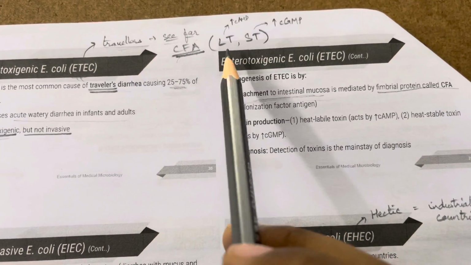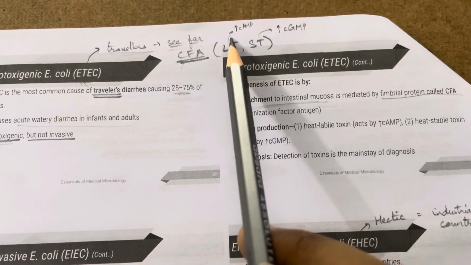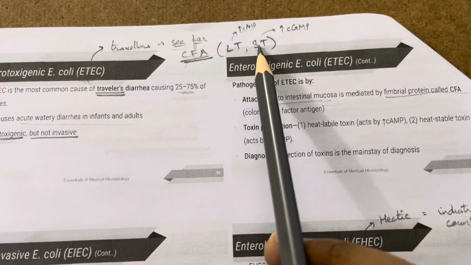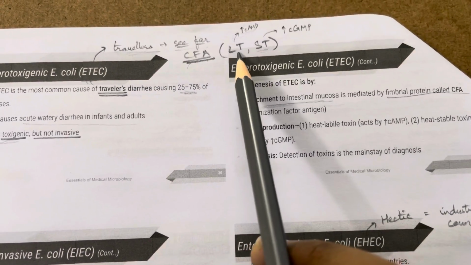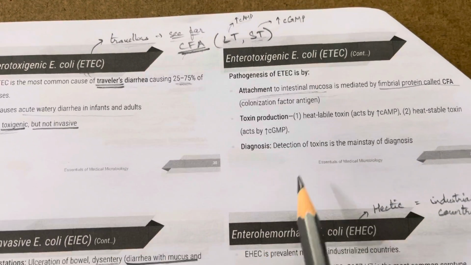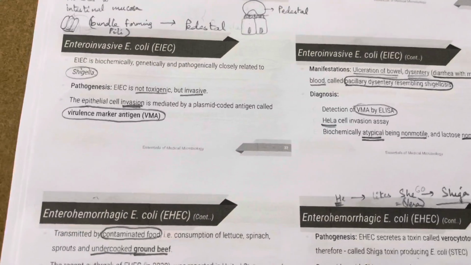Okay, so toxin production, you have labile toxin and stable toxin. Labile toxin acts by increasing cyclic AMP, labile and stable. Okay, LT. LA is directly having A in the spelling after L, so cyclic AMP. ST is cyclic GMP. And diagnosis is by detection of toxins, which is the mainstay of diagnosis.